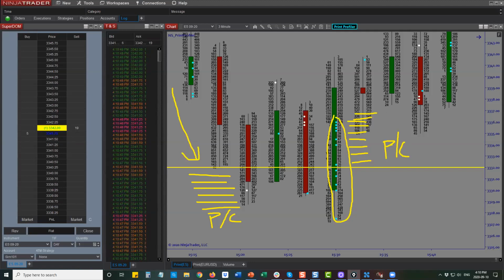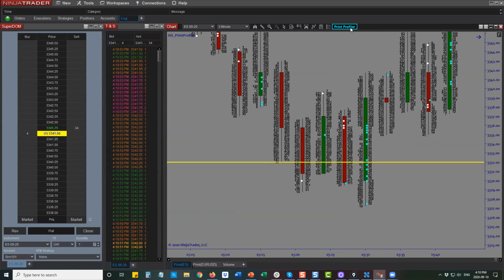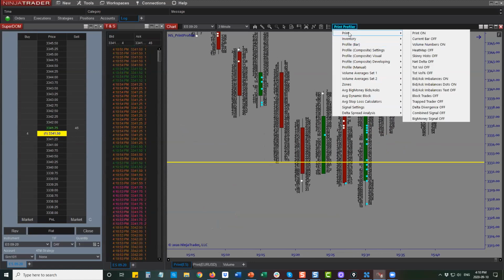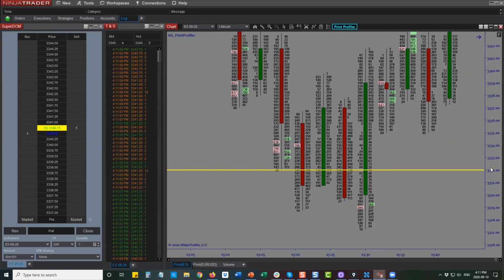So let me explain what I'd be looking for instead. I don't know if it's on here or not, because I don't know if this is an area where they did step in or not. But I'm going to turn off the bid-ask imbalances. I'm going to turn on some big money trades here. There they are. There are 2 levels of big money print that stepped in here.